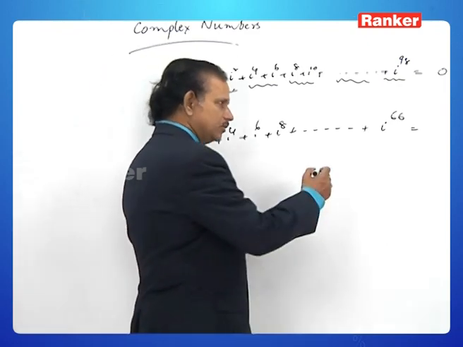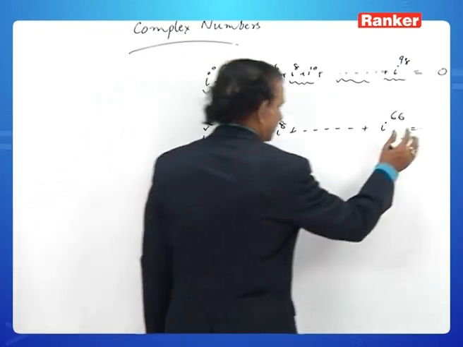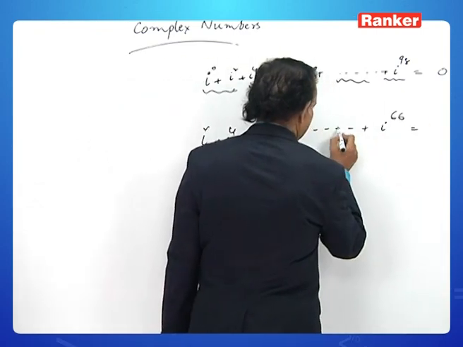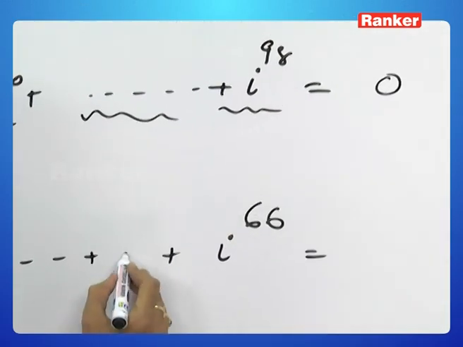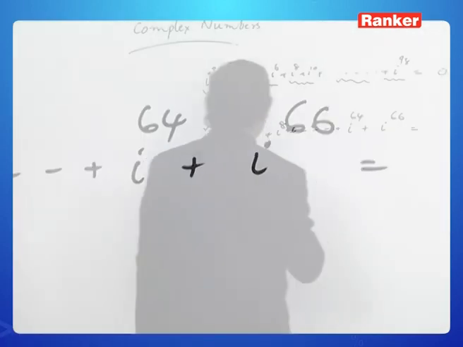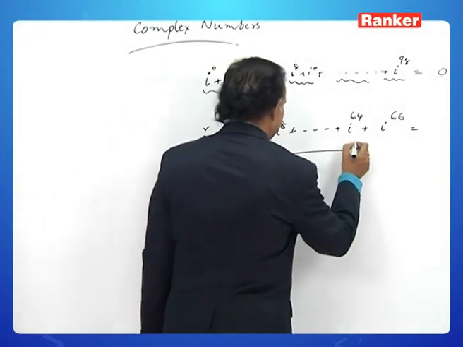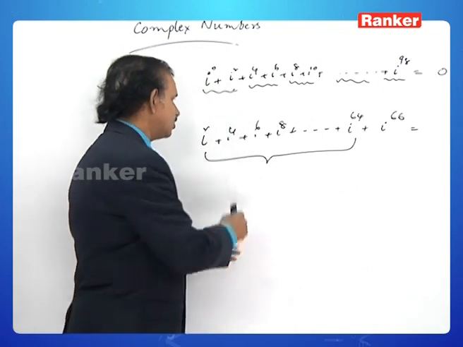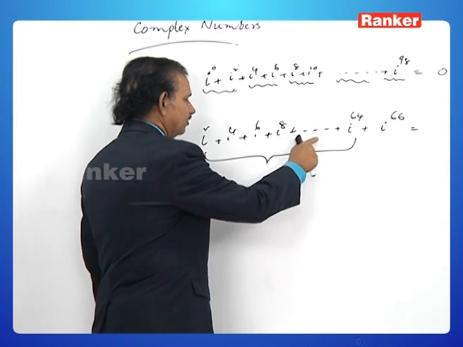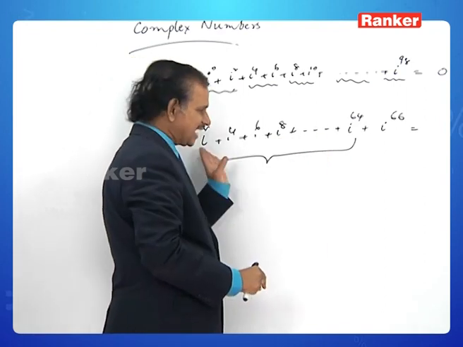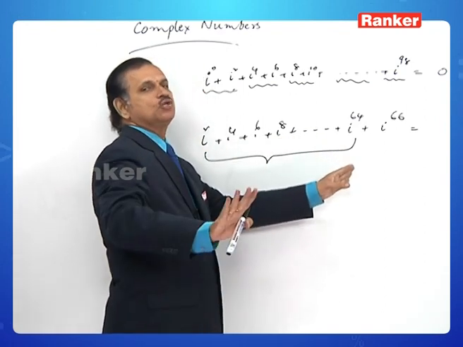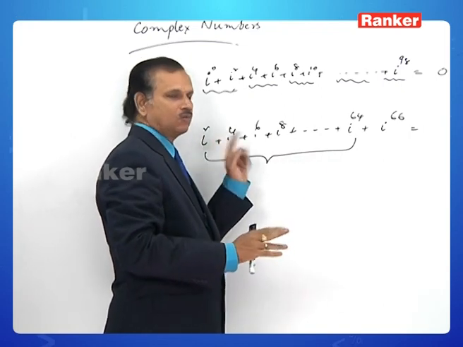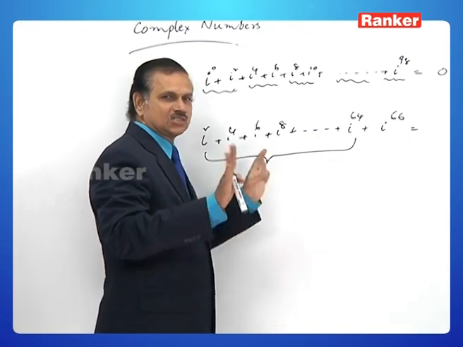Now, you try to estimate this sum. You observe the previous term also, it is i power 64. So far, how many terms are there? 32 terms are there. If you add 2 terms at a time, 0, 0, 0, 0, like that, up to this point we have 32 terms, so it is 0. So what remains? i power 66 only remains.